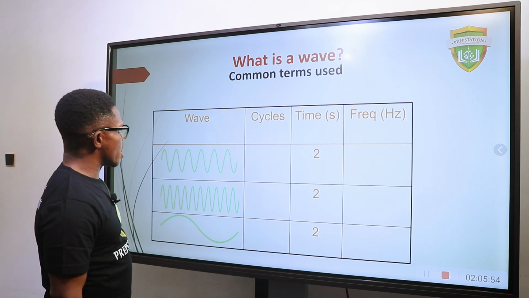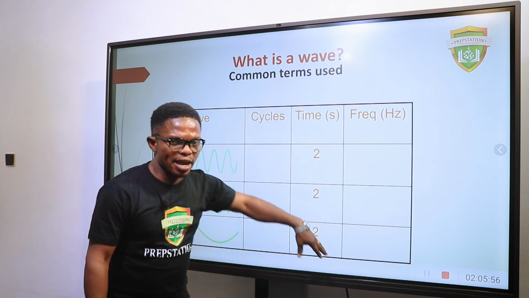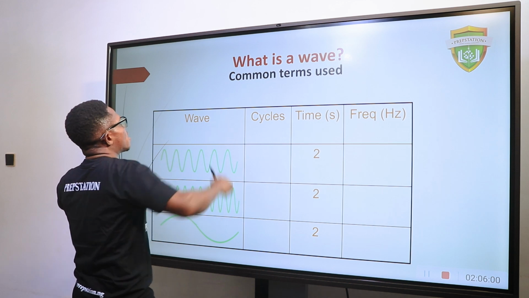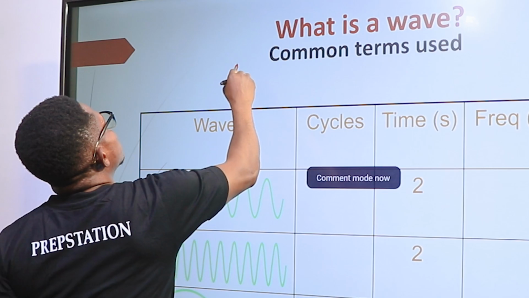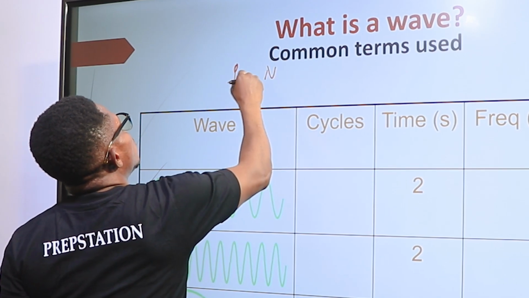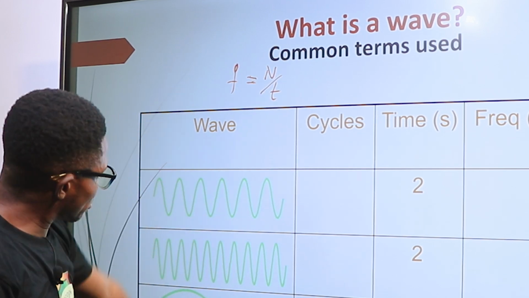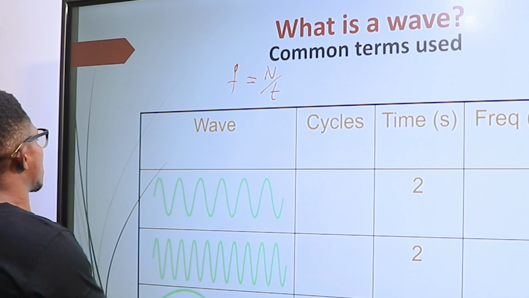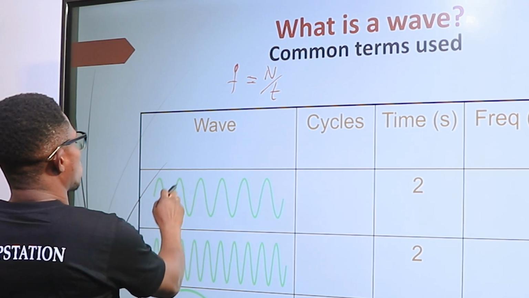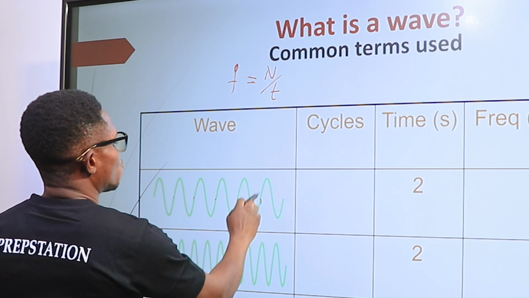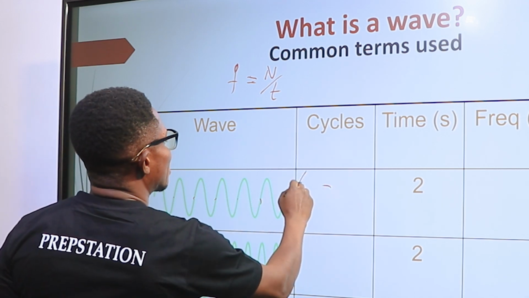You have number of waves, number of cycles, the time, and the frequency. Now, remember the formula. Frequency is equal to number of oscillations per time. So, what are the number of oscillations here? You can count. From this point to this point is 1, this 2, this 3, this 4, this 5, this 6. So you have this as 6.